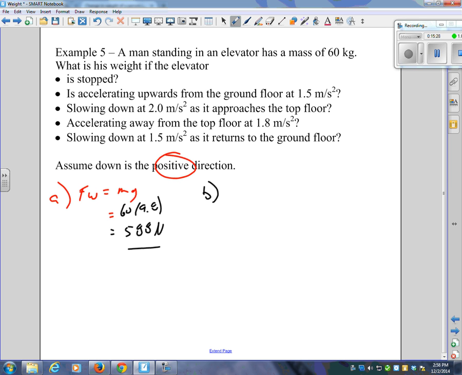B: the elevator is accelerating upwards from the ground floor at 1.5 meters per second squared. Now, there are a lot of different ways to show your work here. This is the way I'm going to recommend. I'm going to write F_net.